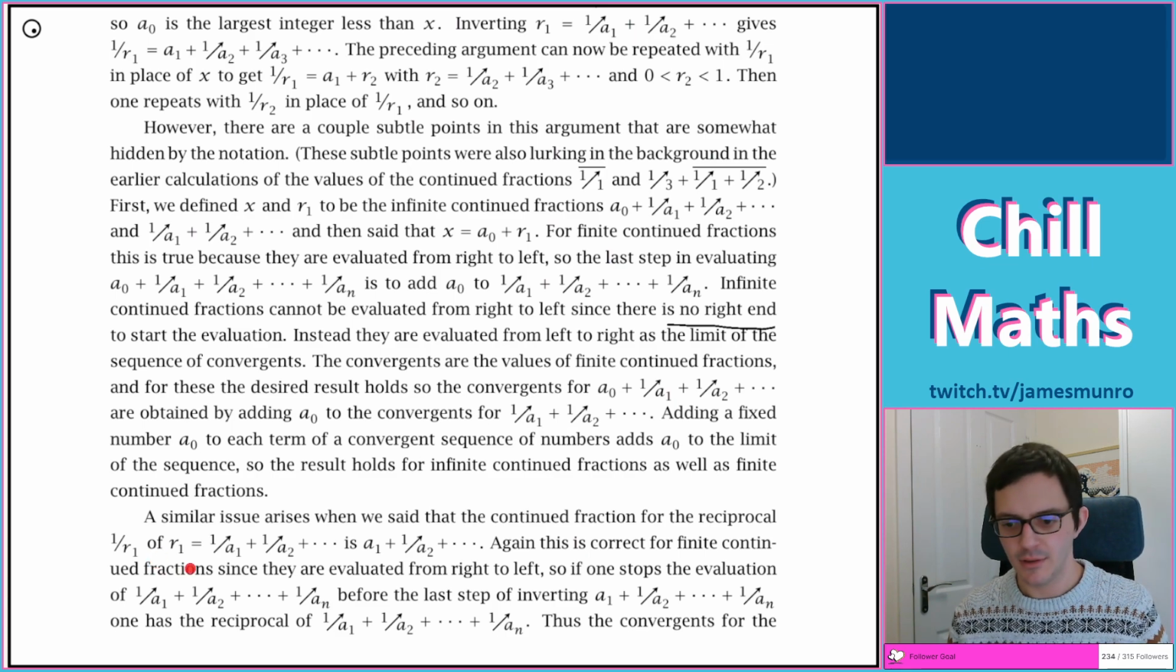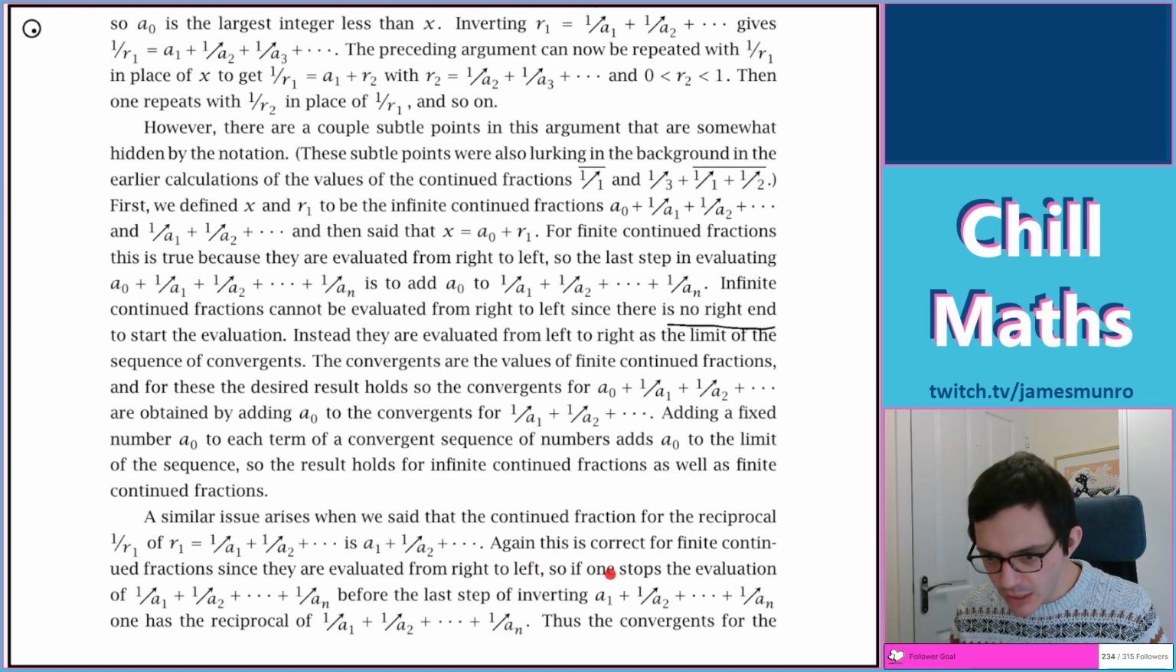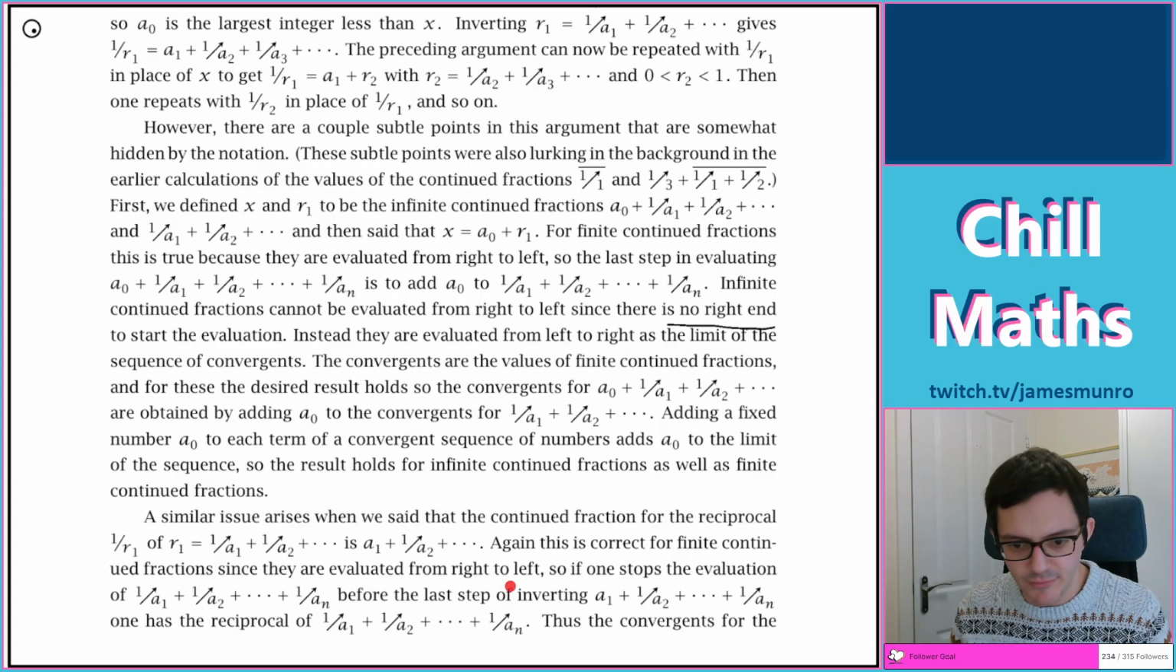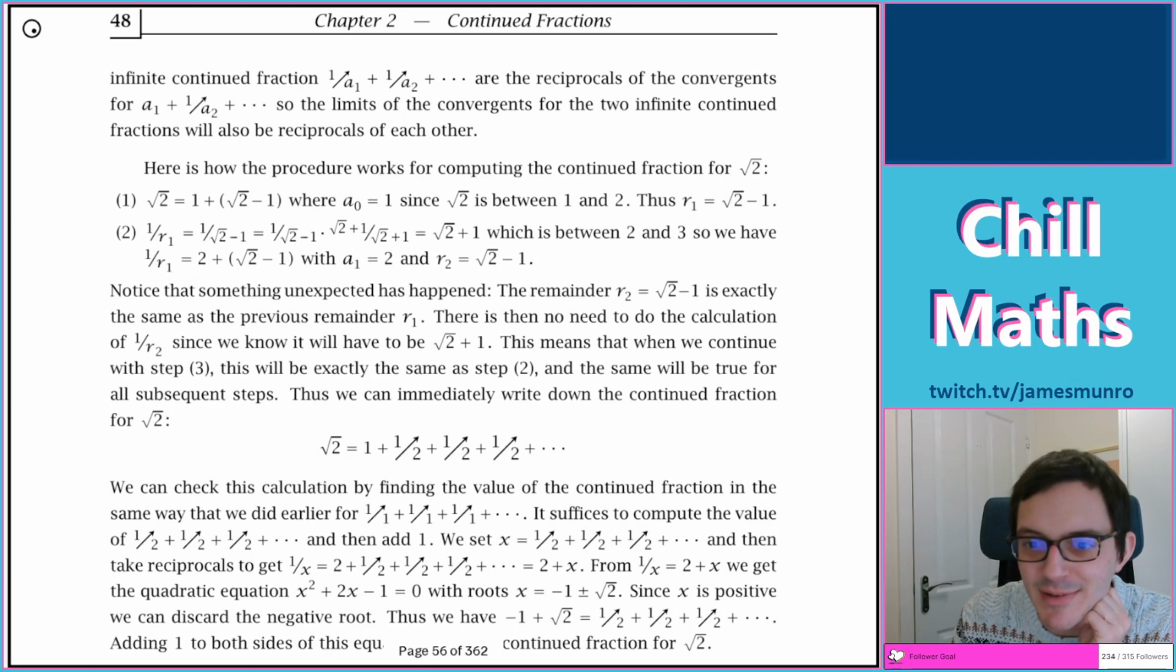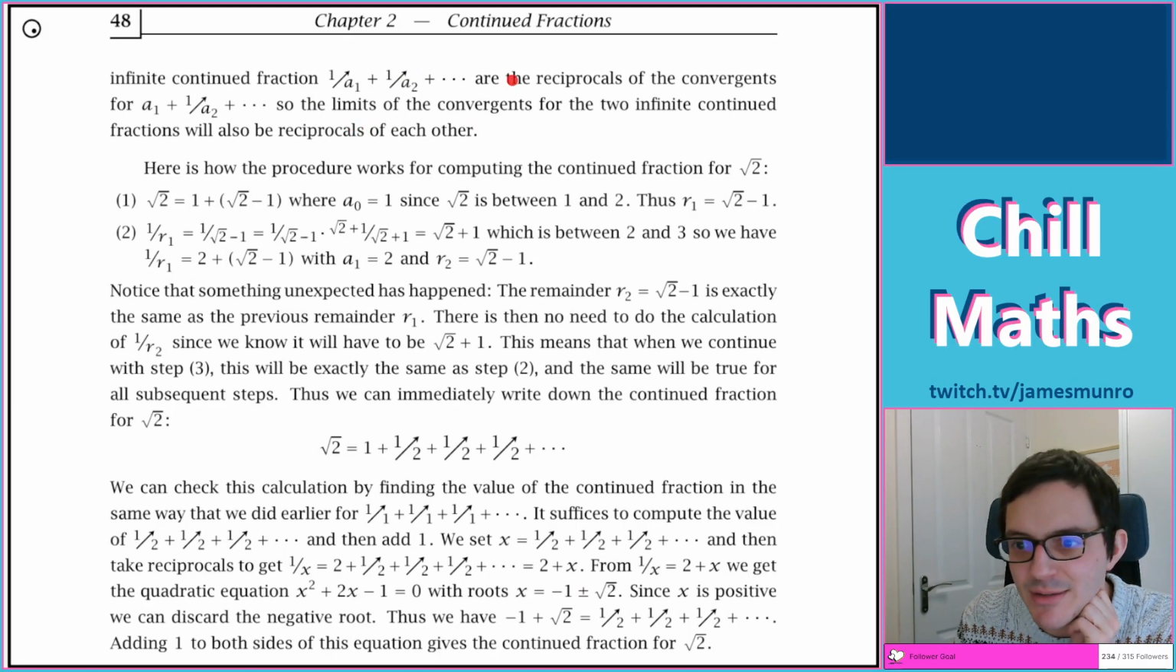Okay, great for finite continued fractions. You're supposed to keep passing to the limit, right? The value becomes the last step of inverting, one over the reciprocal, the convergence for the limits. Yeah, good. Reciprocal convergence, good.